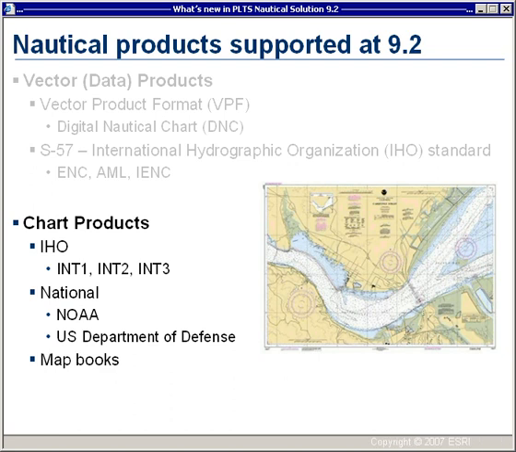For the domestic US, there are also symbols and tools to support nautical chart production for civilian, commercial, and defense chart products, such as NOAA and US Department of Defense. Functionality within MPS Atlas enables the creation of map books. This can be especially useful for inland waterways, such as navigating along a portion of the Mississippi River.